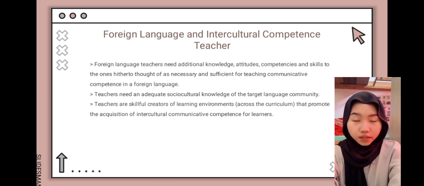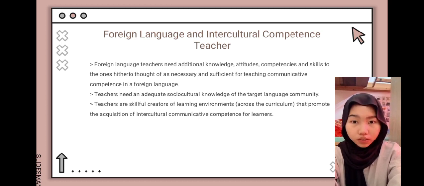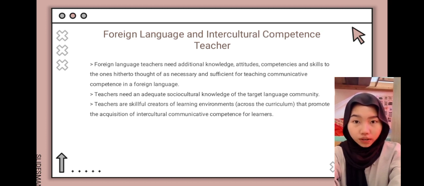They define the purpose of foreign language education in terms of language learning and acquisition of intercultural competence. In addition, they are skillful creators of cross-curricular learning environments that promote students' acquisition of intercultural communicative competence. They can use teaching techniques that promote the acquisition of savoir, savoir-apprendre, savoir-comprendre, savoir-faire, savoir-s'engager, and savoir-être. They can help students connect their own culture with foreign cultures, compare cultures, and empathize with foreign cultural viewpoints.